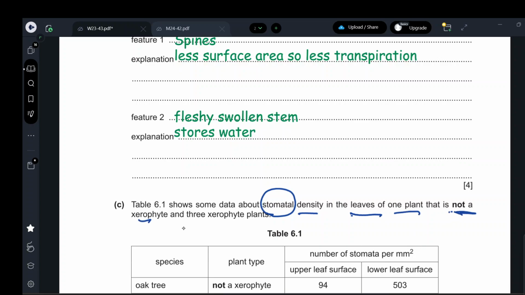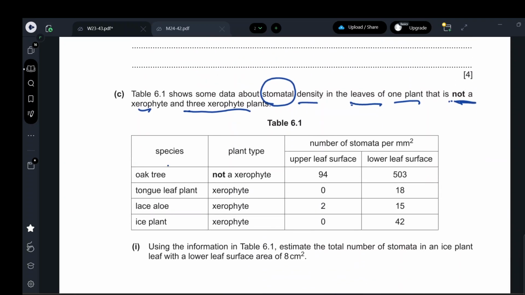Table 6.1 shows some data about the stomatal density on the leaves of one plant that is not a xerophyte and three xerophyte plants. This plant is not a xerophyte. These are three xerophyte plants. Using the information, estimate the total number of stomata in an ice plant leaf with a lower surface area of 8 centimeters square. In the table, he gave you the number of stomata per millimeter square.